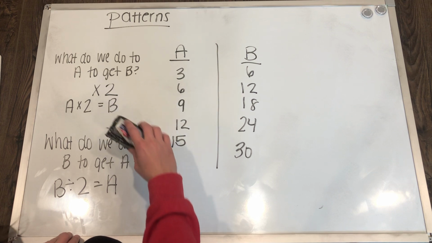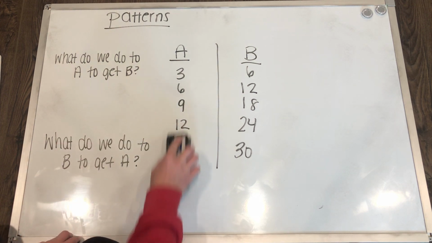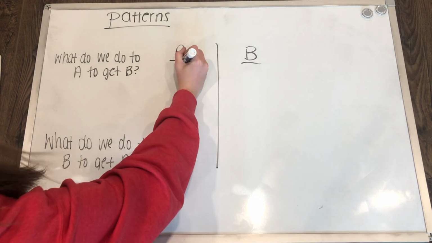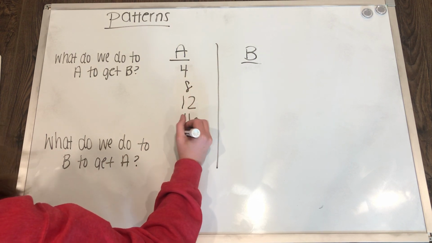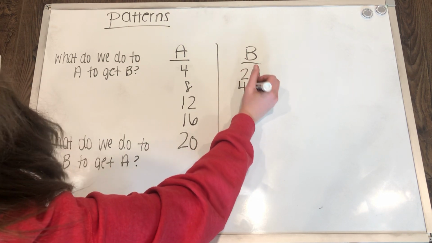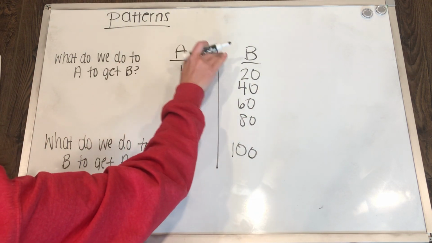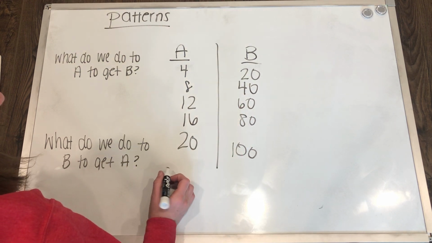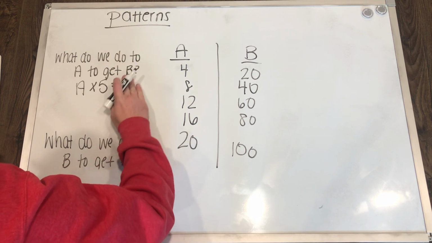So let's do a different one. I'm going to keep these questions, but now I'm going to change the A and B. So for A, we have 4, 8, 12, 16, 20, and then for B, 20, 40, 60, 80, and 100. First one, what do we do to A to get B? 4 to 20, 8 to 40, 12 to 60, and so on. We multiply A by 5.